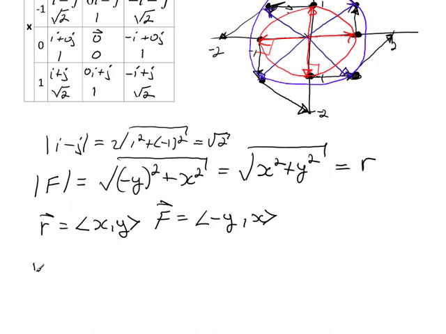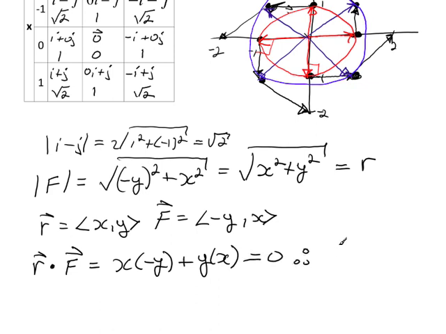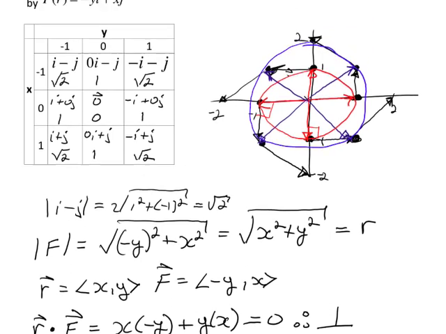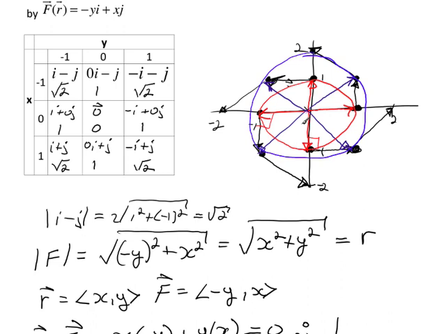So let's look at the dot product. If I take r dot f, I'll get x times a negative y plus y times x, which is definitely 0. Therefore, these are in fact orthogonal, because the only way a dot product can be 0 is if the two vectors are orthogonal to each other. So our vector field really is a set of concentric circles getting bigger and bigger and bigger, where the vectors are actually tangent to the circle.